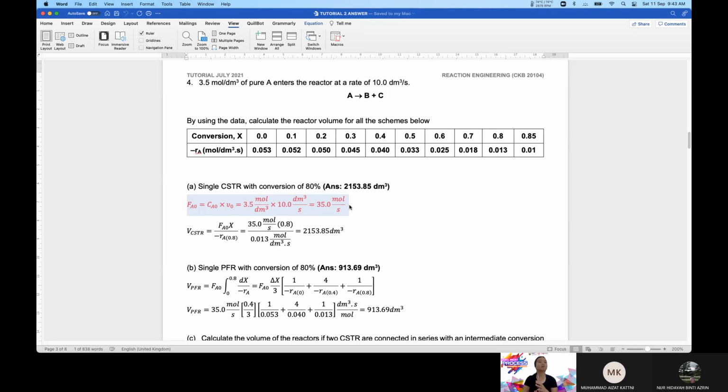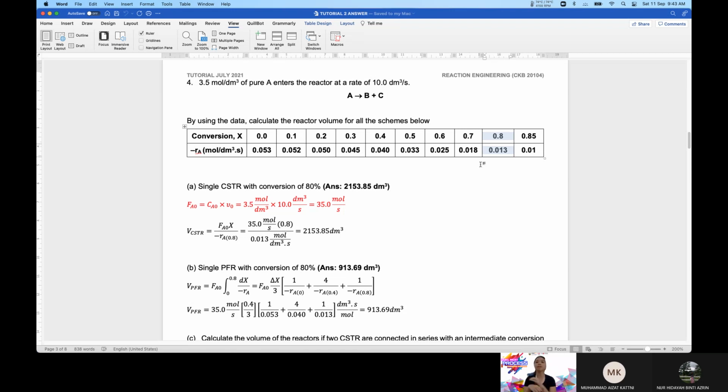So next is X. So dalam soalan ni dah beritahu conversion yang kita nak capai 80%. Meaning 80% of A tu dah convert menjadi produk. So X is 0.8, and at the bottom, minus RA when my X is 0.8, I just look at the table. When my X is 0.8, my minus RA is 0.013. So I divide by 0.013. Kena bahagi sebab yang diberi tu adalah nilai minus RA. I will get the volume as 2153.85 dm3.